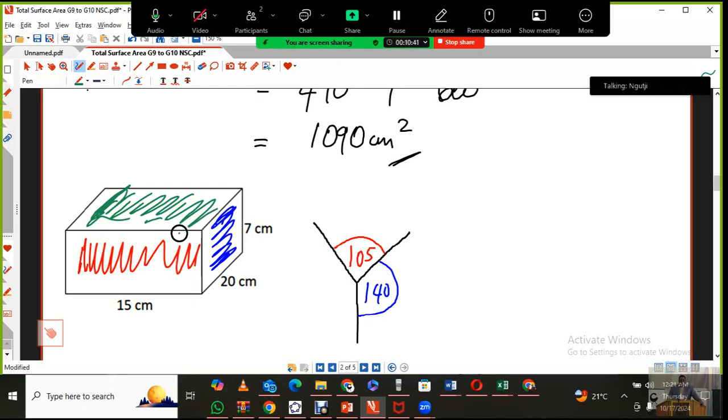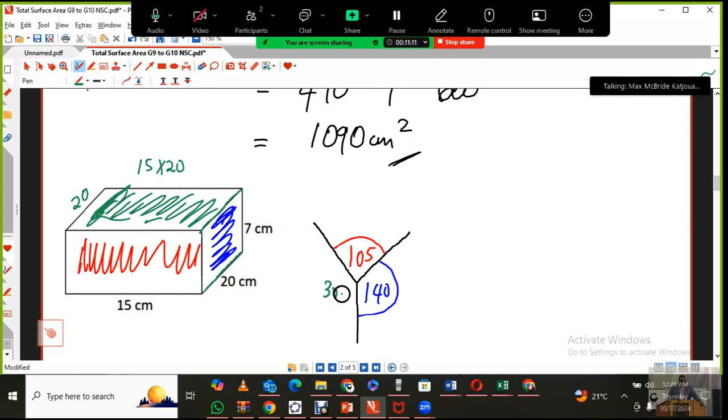15 times 15? It's 15 times... times what? 15 times 20. On top, this one here, it will be 15 times 20. That's the green one. Why? Because 20 is here also. You get it? And 15 times 20 is what?